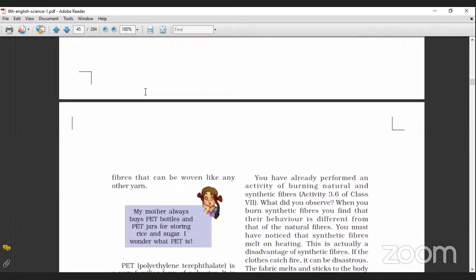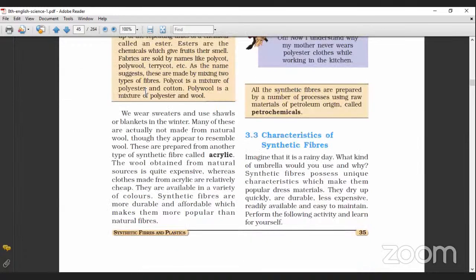But when you go for synthetic fibers, nylon and rayon, they are cheaper and they are not safe when we are in a kitchen. Why? Because they are very delicate cloths. Especially when we are in the kitchen, if we are wearing nylon or rayon, the fire will catch very easily.